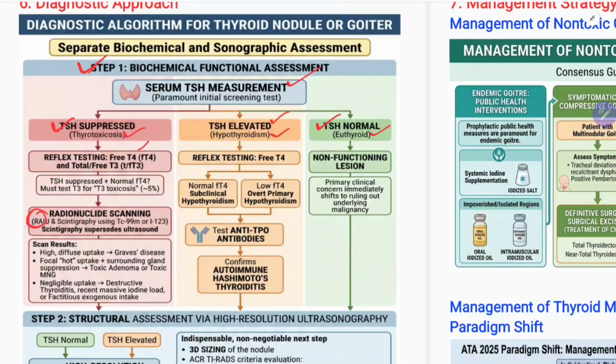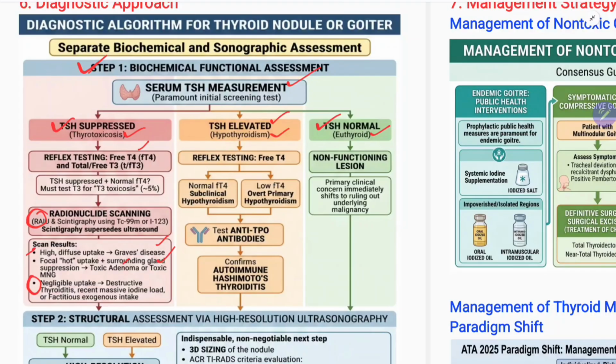Now what do you do? You do a radioactive iodine uptake. If it is diffuse uptake, then the cause is hyperthyroidism, either Graves' disease, toxic adenoma, or toxic MNG. If there is negligible uptake, then the cause is destructive thyroiditis, either painless or postpartum thyroiditis, viral thyroiditis, or excess recent massive iodine overload also.